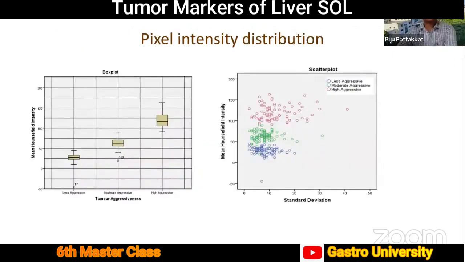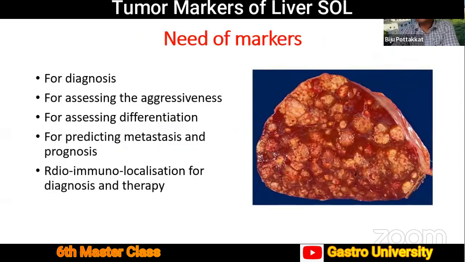And what is the need for biomarkers in HCCs? These tumor markers are basically one part of the biomarkers. They are used for diagnosis, assessing aggressiveness. Again, I'm not talking about differentiation here. It's aggressiveness which I described just now. And assessing differentiation is a separate entity, hence predicting metastasis and prognosis. And also, it has a very important therapeutic and diagnostic application because some of the PET scans are linked with the immunolocalization and the therapy also.